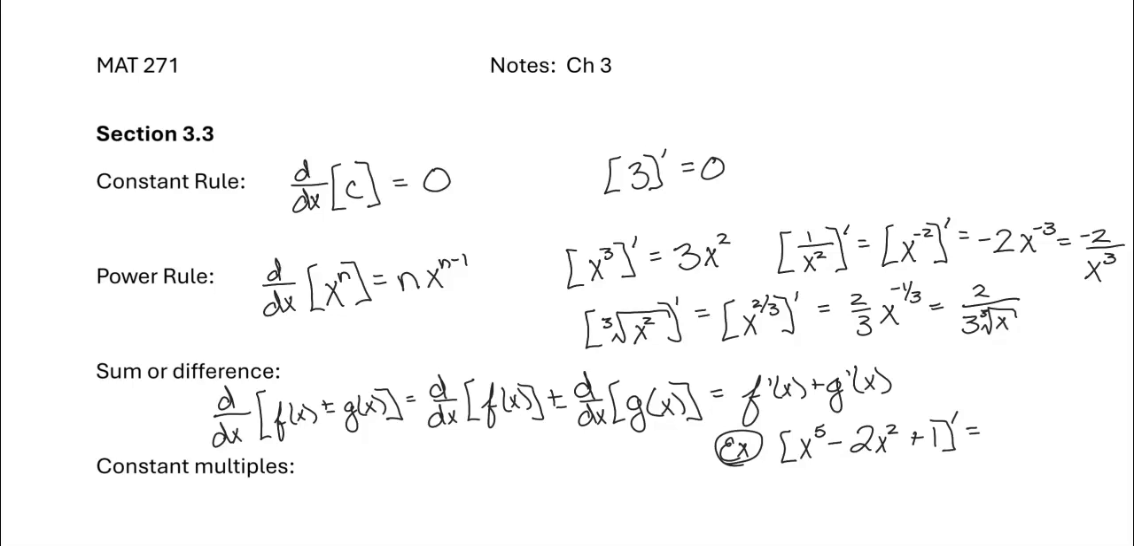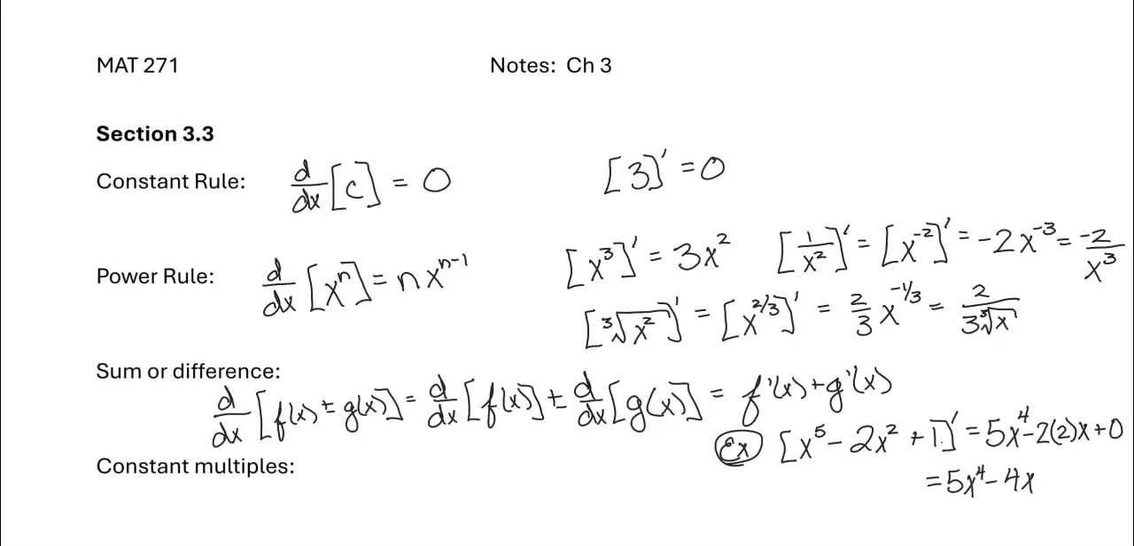The derivative of x to the 5th, bring the exponent down, subtract 1 from the exponent. This, we're going to actually use a constant multiple rule. So we're going to keep that minus 2 in front, and then we're going to bring the exponent down and subtract 1 from the exponent. And then we know the derivative of a constant is 0. So this is going to be 5x to the 4th minus 4x is the derivative.